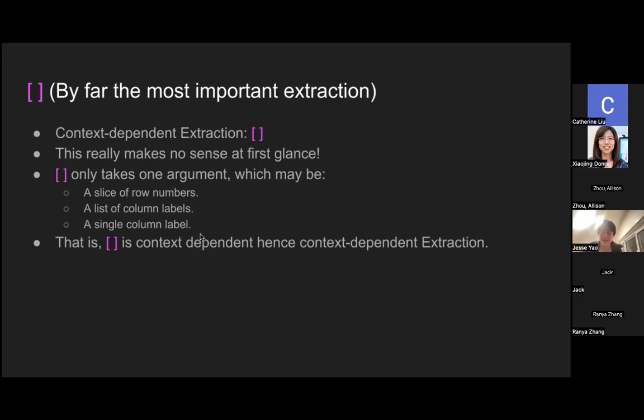Right? So what does that even mean? Because you put in a different object, and it'll output a different thing. That's basically what it is. So that's why it's called context dependent extraction. Depending on what I put in the square brackets, it will be a completely different output. So in this case, if I put a slice in here, it will automatically assume I'm talking about rows. And that's just a shorthand, okay? There's no reason for that.